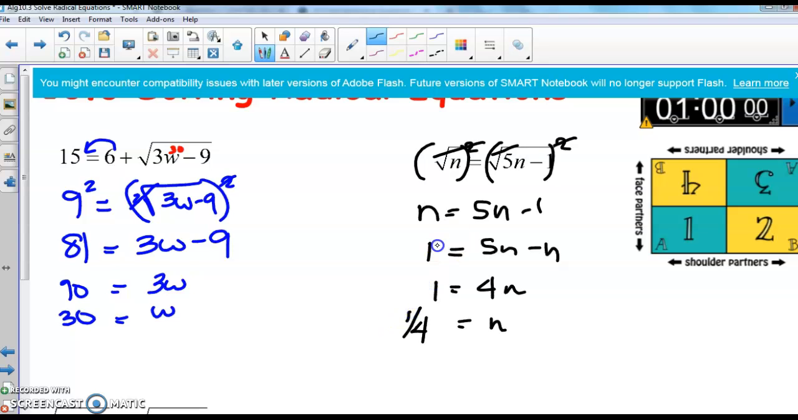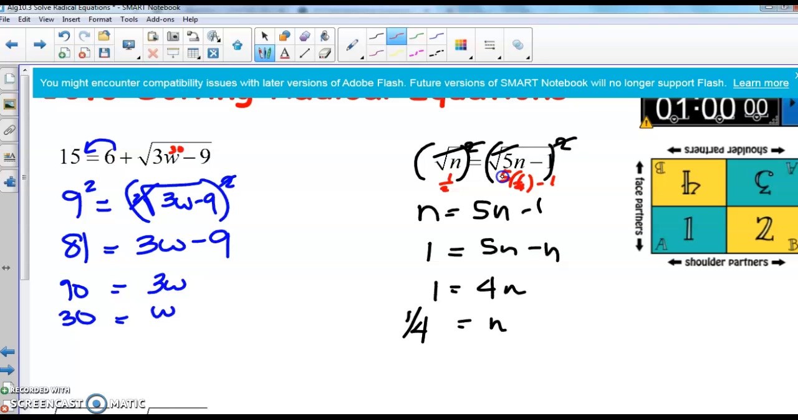It's 1 over 4. So let's plug it in. What is the square root of 1/4? Well, that's 1/2, right? So the square root of 1/4 is 1/2. Now let's substitute 1 over 4 here. So 5 times 1 over 4 take away 1.